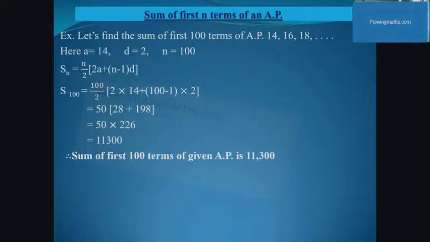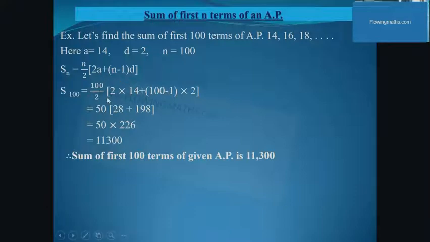Here is an example. Find the sum of the first 100 terms of an AP: 14, 16, 18. Here a is 14, the first term. d is 16 minus 14, which is 2. For the first 100 terms, n is 100. The formula is Sn is n by 2, (2a plus (n minus 1)d). So n is 100, a is 14, d is 2. So we can calculate easily.